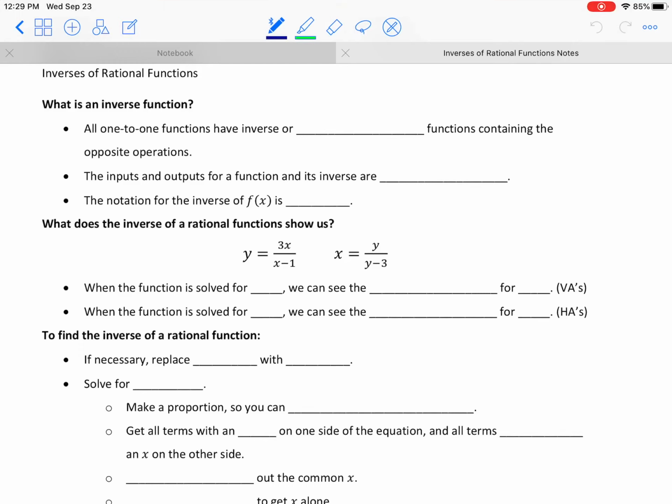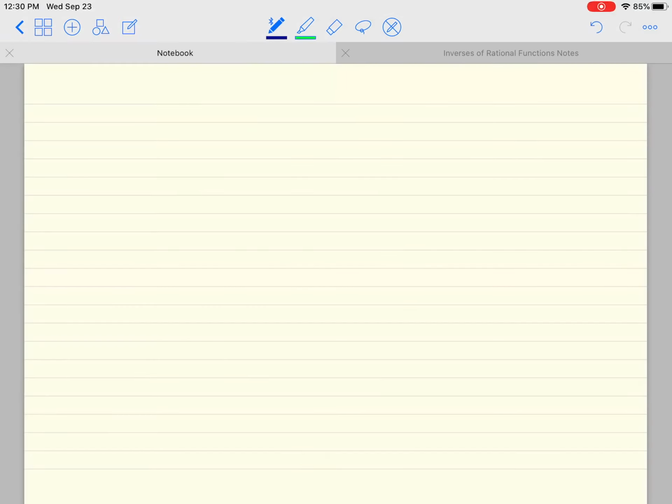Hello and welcome to our lesson on inverses of rational functions. Before we get started with the inverses of rational functions, I just want to do a little recap of some of the things we talked about in regards to inverses in our first module on functions.